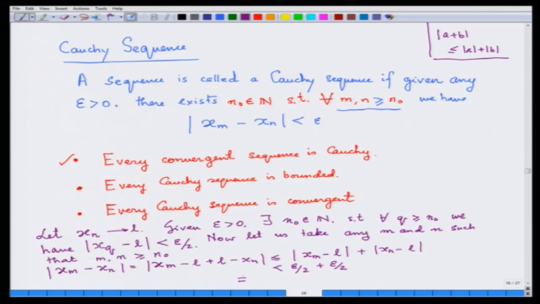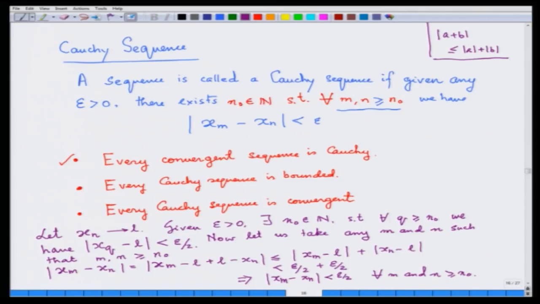So finally, it will make me conclude that x m minus x n is strictly less than epsilon for all m and n which are bigger than n naught. So, hence you have shown that this sequence is a Cauchy sequence, which is of very fundamental importance.